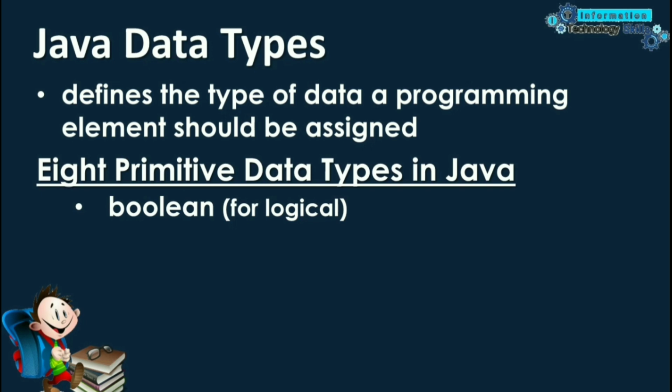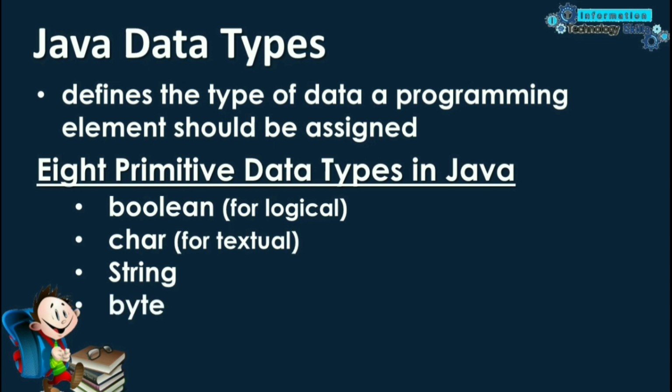So, what boolean means, guys, is that its content can be true or false. The next, we have char, short for character. So, a character is one letter. Then, we have string. Okay? This is for many letters. Then, we have byte. We also have short for short numbers.